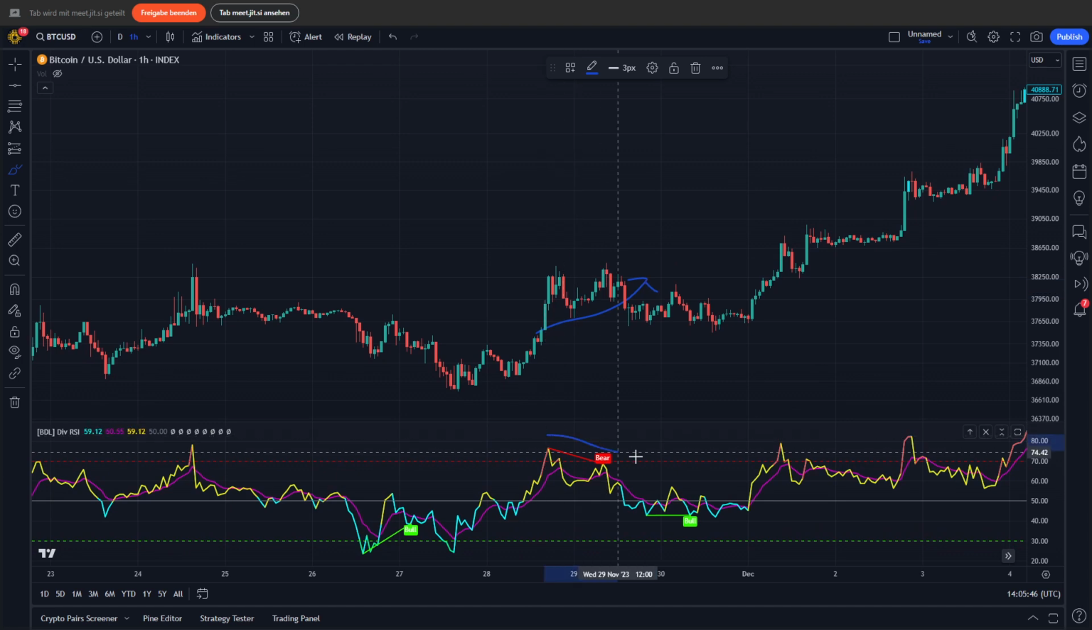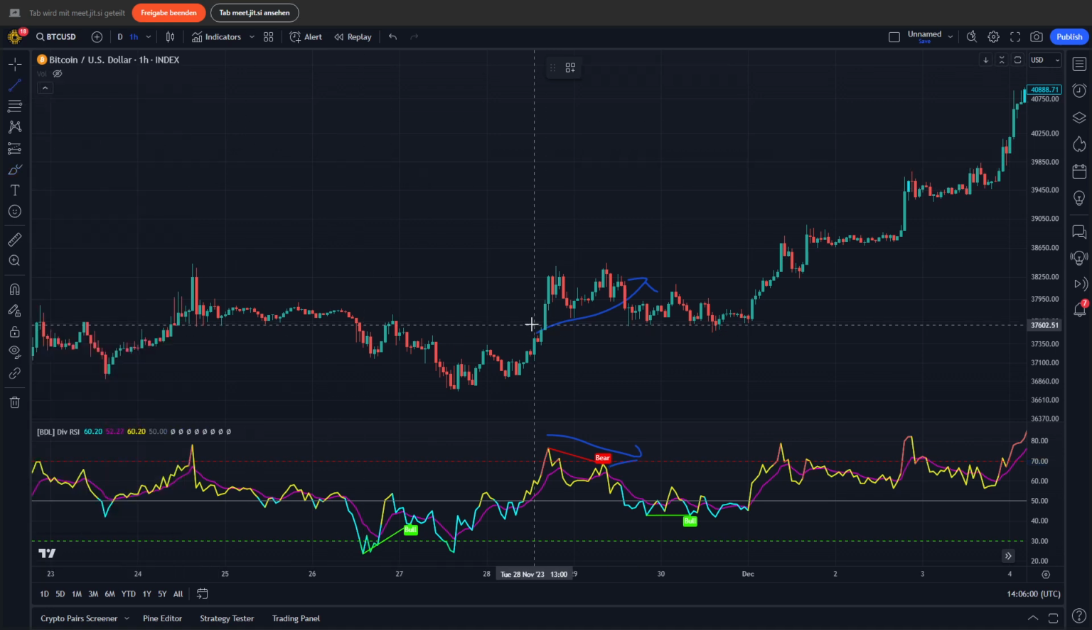This is a great example. We see that we just created a higher high in price, but the RSI is making a lower high. So that means it's possible that a correction could be coming.